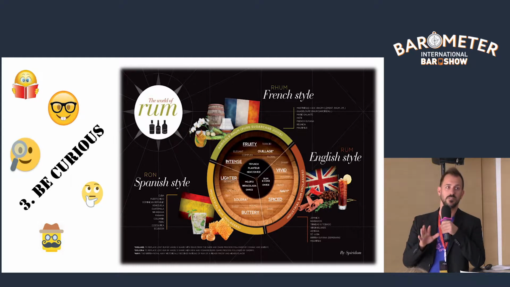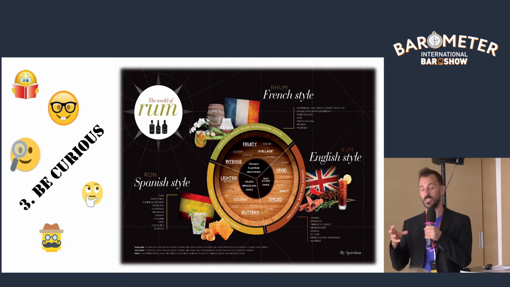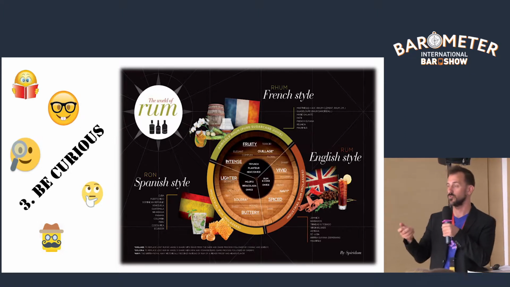Even though there are some rums, especially in the States, which are made from sugar root or sugar beet, so it's not sugarcane.